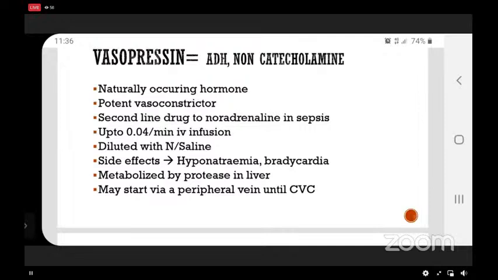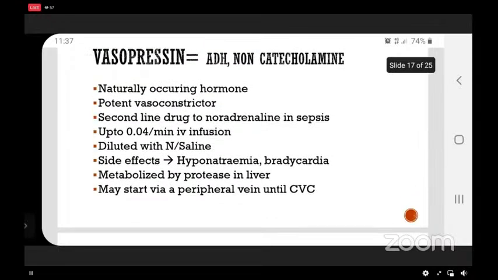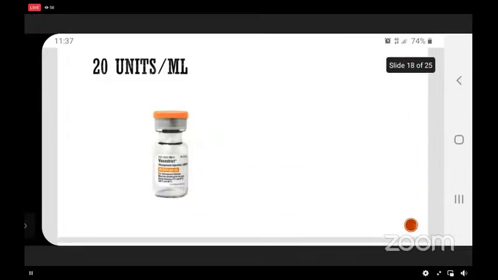The side effects include hyponatremia and bradycardia. It is metabolized in a different place, in the liver, by proteases. You can start this medicine via a peripheral line until the central venous catheter is available. This vial looks like this. It comes in a 20 units per ml solution.